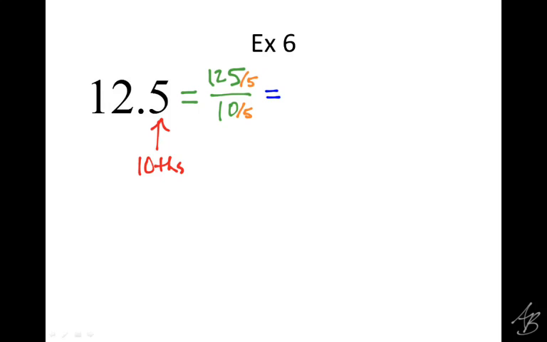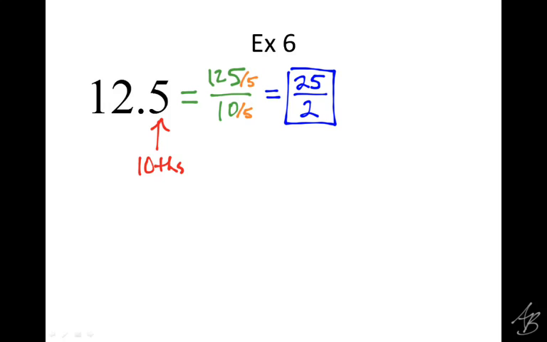125 divided by 5 is 25. 10 divided by 5 is 2. Can I reduce that? No. Can I reduce this one by 5 and this one by 2? No, it has to be the same thing, right? So this one's even, but this one's divisible by 5. It doesn't really help us out. So this is our final answer.